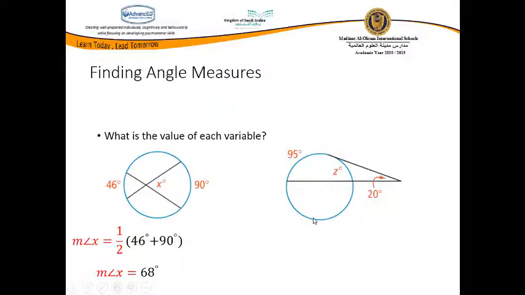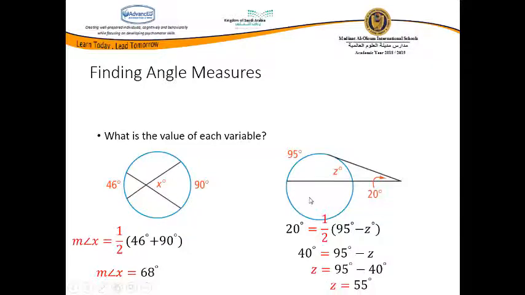Looking at the other question, how do we find the measure of this arc, arc Z? The intersection is outside our circle. Whether one of the lines is tangent, or both are tangents, or both are secants, it doesn't matter. The same idea, we apply our theorem. Then the measure of this angle, 20, equals half the difference of the two intercepted arcs, arc 95 and arc Z. By multiplying both sides by 2, 40 equals 95 minus Z. By solving this equation we get that Z, the measure of this arc, equals 95 minus 40, so Z equals 55.